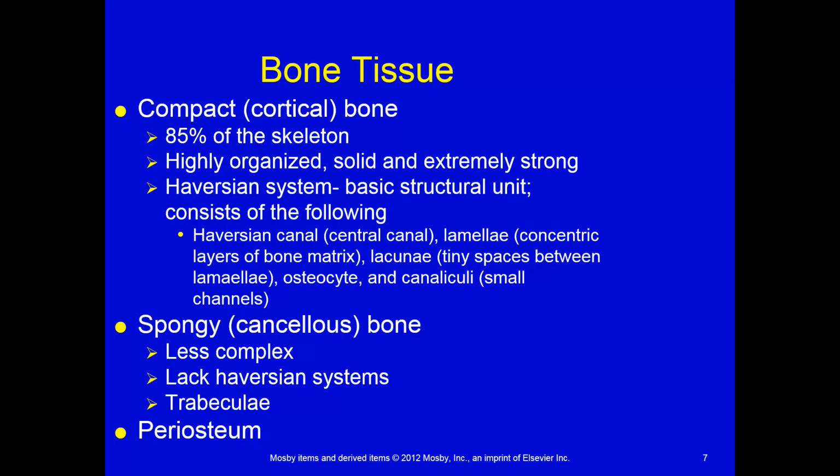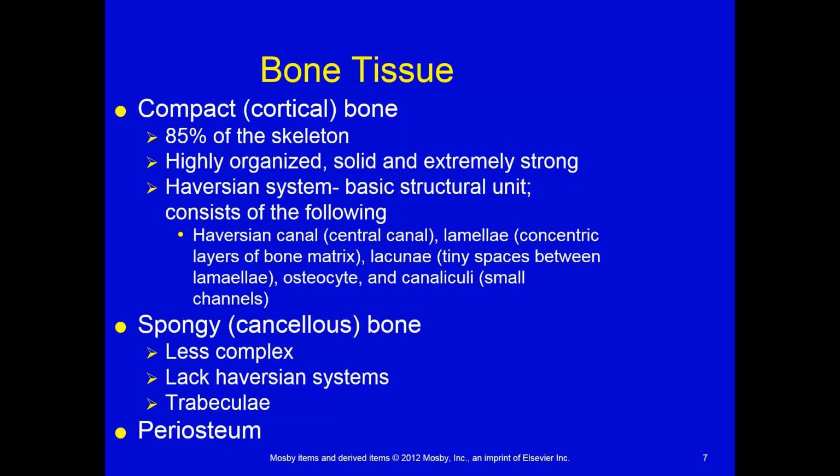Interestingly, both types of this bone tissue contain the same structural elements, so they all have the same parts to them, with a few exceptions. But most of the time, compact and spongy bone have the same components, but these components are organized differently in compact bone versus spongy or cancellous bone, thus giving them a different texture, a different role, and basically a different look. So let's talk about the differences between these two types.